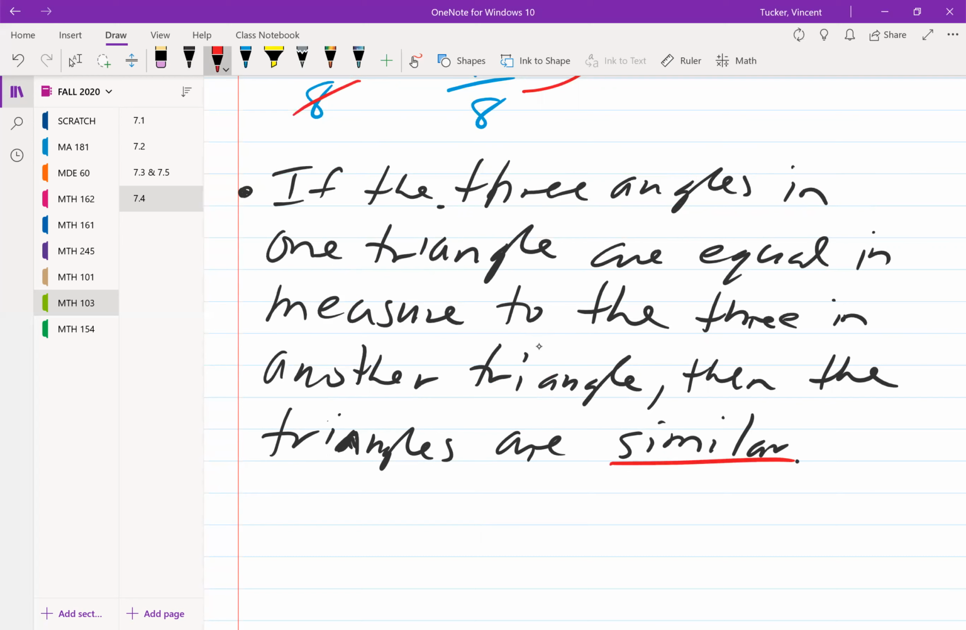All right, so here we have, if the three angles in one triangle are equal in measure to the three angles in another triangle, then the triangles are similar. So they're just giving you a way to determine if you have similar triangles or not. So if the three angles in one triangle are equal to the measure of the three angles in another triangle, then the triangles are similar. And then one more.